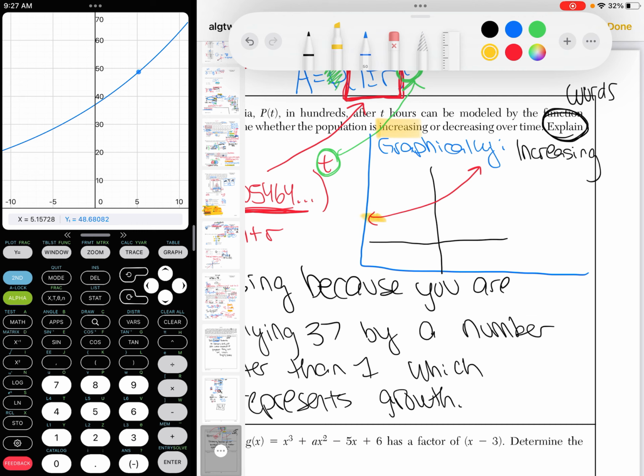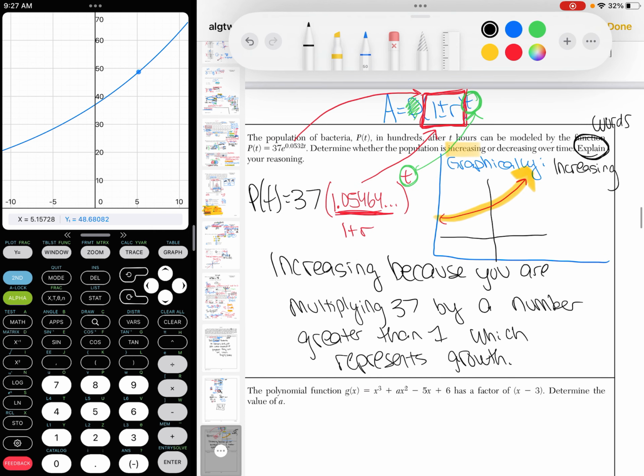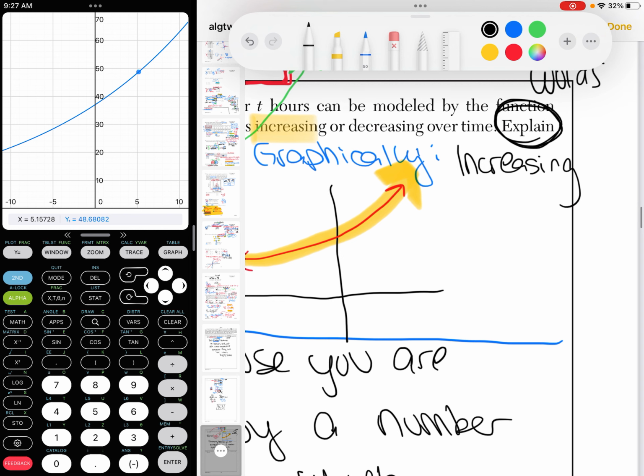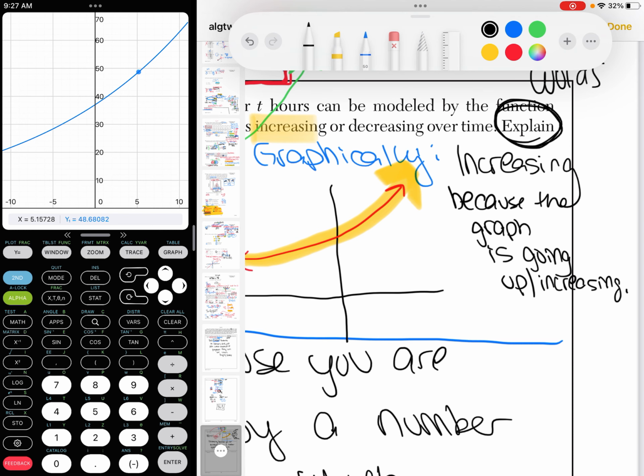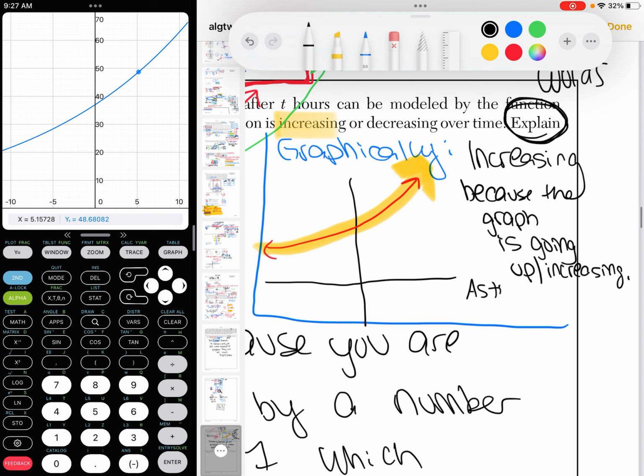When you look at the graph from left to right, as time is increasing, the value of the graph is increasing because it's going up. So that would mean that the population is going up as time is going up. So we're going to say on the graph, it's increasing because the graph is going up, increasing. You could even go as far as to say as time increases on the graph, population increases.